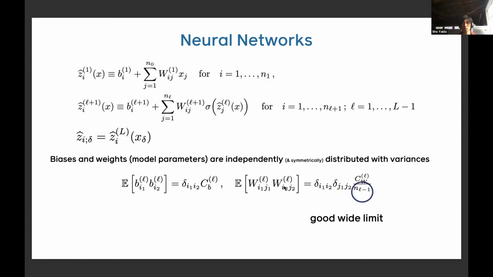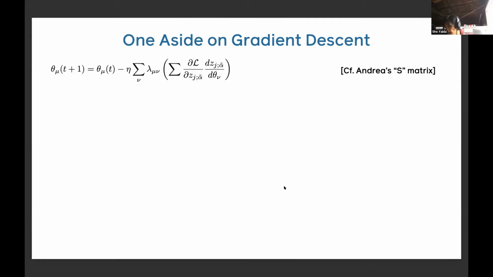So that's the notation. And to describe the rest of the objects I'm gonna talk about today, let me make one aside, the only aside I'm gonna make throughout the talk, on gradient descent. Let me just remind you, the gradient descent update is given by this equation: theta at t plus one is given by theta at t, where t counts the number of iterations, minus eta, the global learning rate, times lambda_{mu nu}, the S matrix that Andrea introduced. We're just using different notation. And basically this chunk in parentheses is the derivative of the loss with respect to the model parameters.